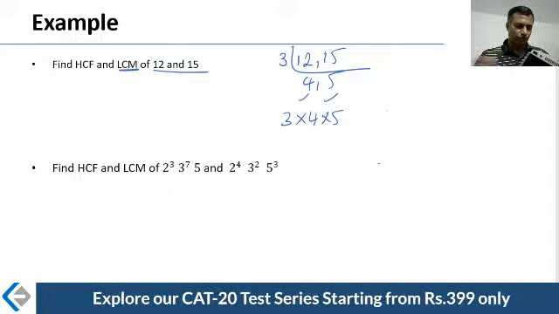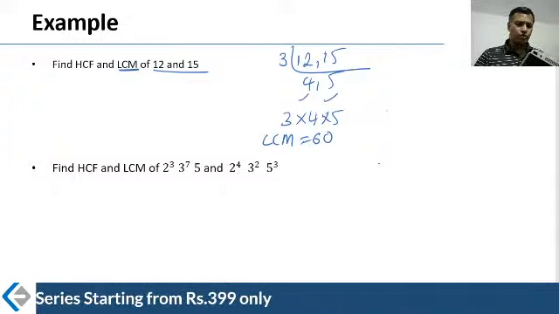So 3 into 4 into 5 becomes the LCM, which is nothing but 60. Therefore, you would say that the LCM by the long division method is nothing but 60 for the given numbers. Good. What is the other approach?